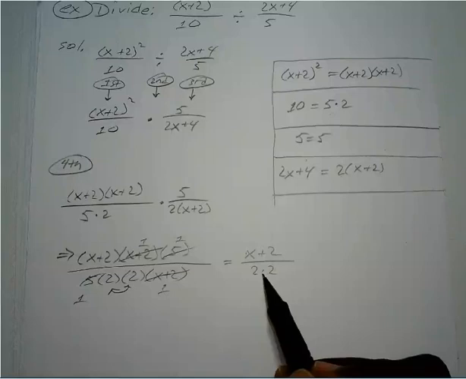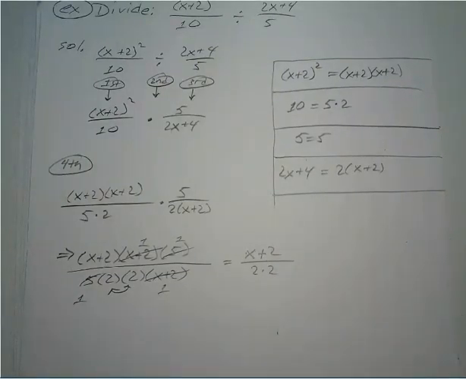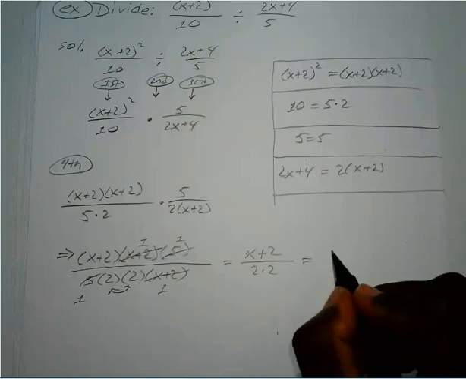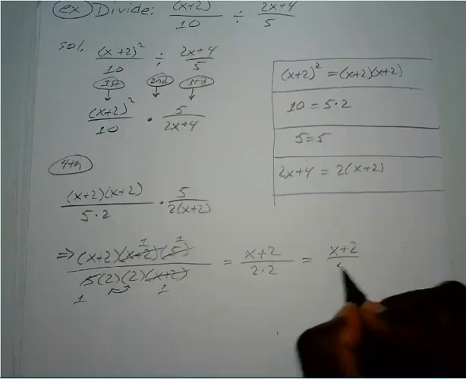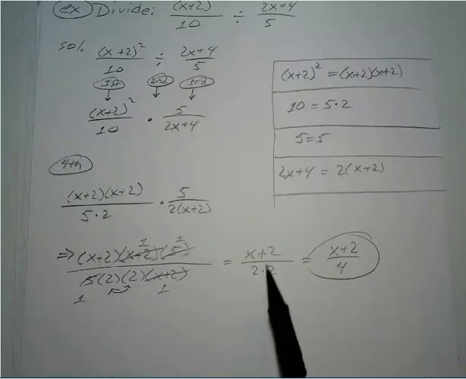So please be aware of that mistake. So that leaves you with x plus 2 over 4. Okay, that's a very easy mistake to make if you're rushing. So you want to make sure you don't make that mistake.